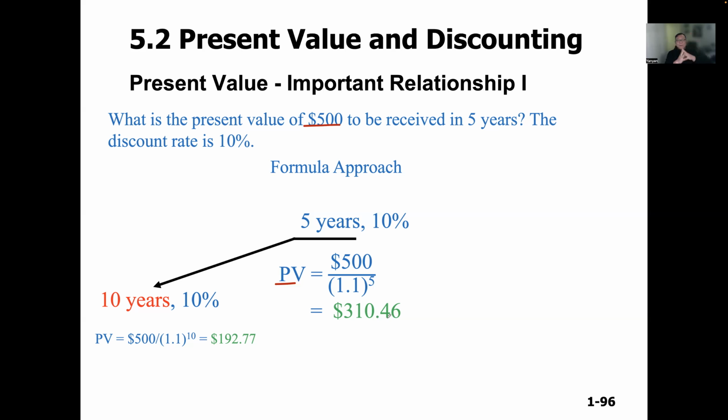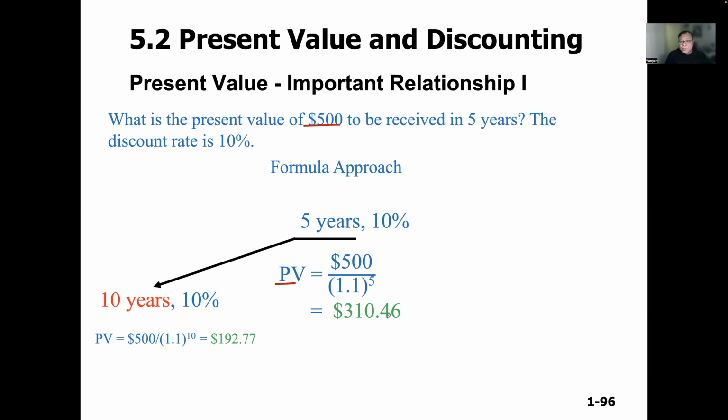But if you only have 5 years left, you have to start at a bigger amount, $310.46. So what we are saying is, if you have time on your side, it's beneficial because you don't have to invest a lot of present money upfront. So if you have time, the discount rate is constant and the future value is constant, you can have a lower present value.